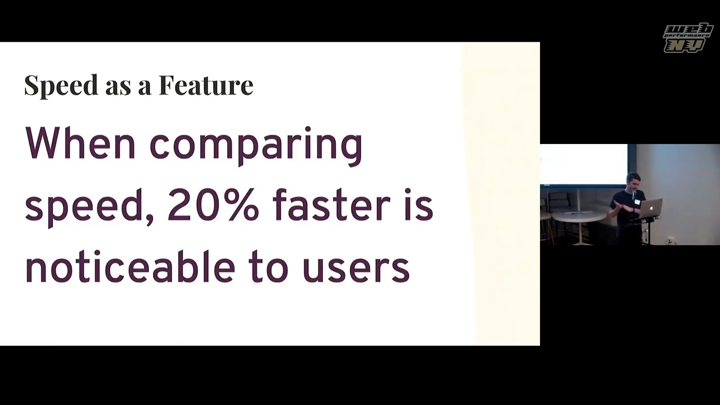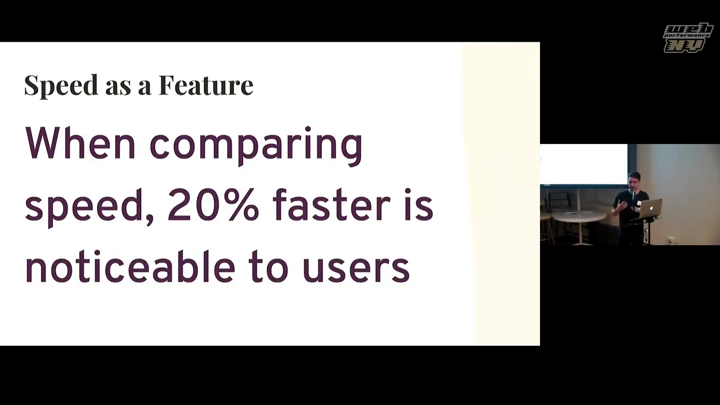There's some study that says when comparing the speed of two things, something needs to be about 20% faster than something else in order to be noticeably faster. Users don't really perceive speed differences between two things unless one's 20% faster. And so what we can also do here with our synthetic monitoring is take snapshots not just of our site, but also of other big e-commerce sites or competitor sites and make sure that we are actually clocking in faster than their websites, helping our users feel that speed benefit.